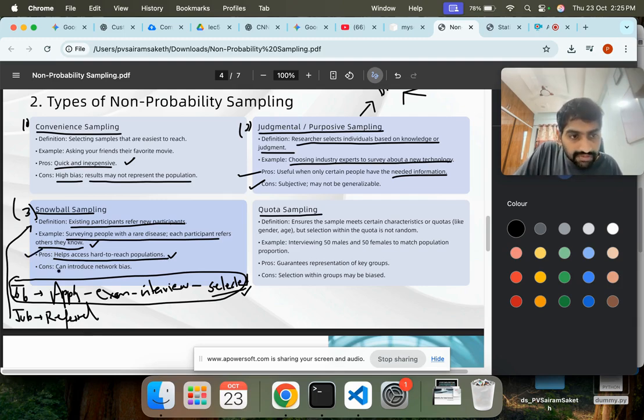But the con is that it can introduce a network bias, meaning sometimes the selected candidate who got referred might not have the knowledge on it. This is called snowball sampling.